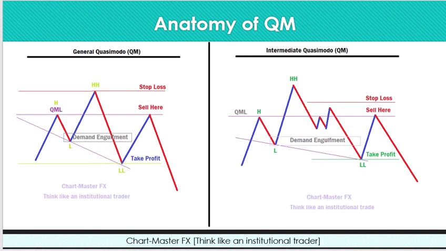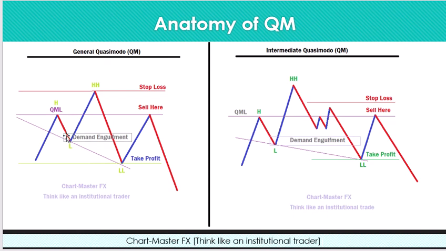Now we are going to look at the anatomy of the Quasimodo. Basically, as we were saying, we have the general Quasimodo. On the general Quasimodo, you can see that the price is rallying here, and the price drops, and the price rallies. You can see that this high was actually engulfed, and the price created a higher high. Once the price created a higher high, we see that there is a Quasimodo level that is formulated here.